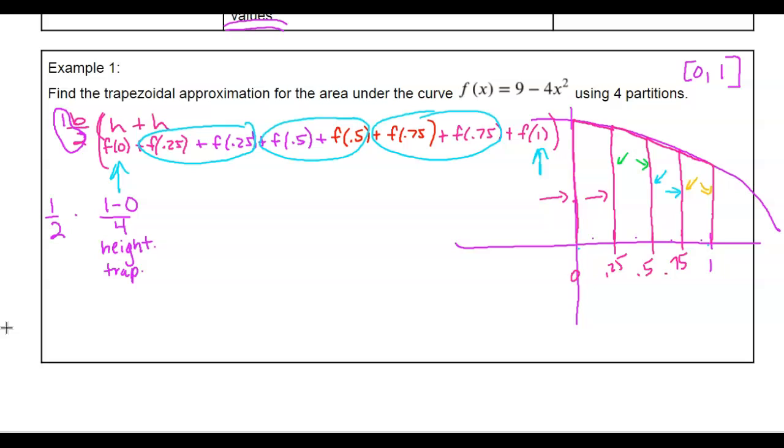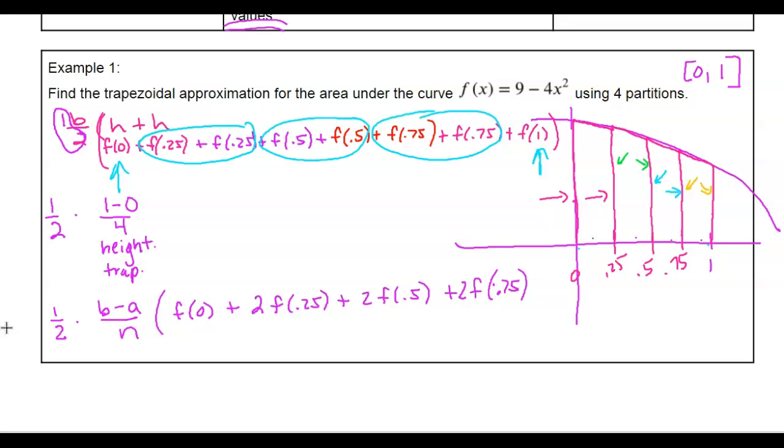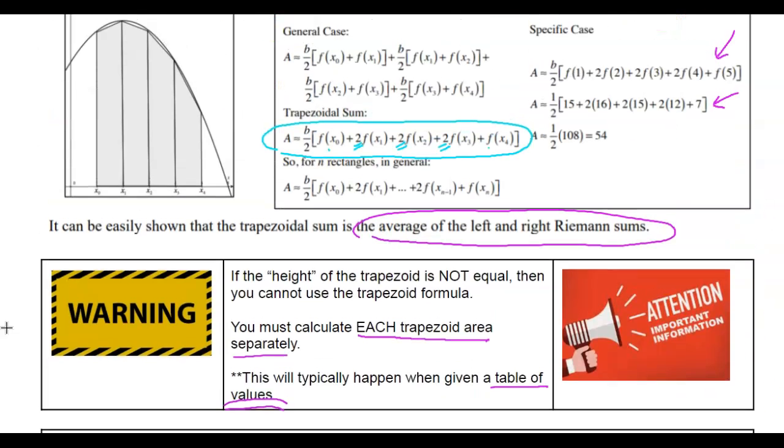So it really is 1/2 and then b minus a over n for the height of the trapezoid, and then your single edges, double all the ones in the middle, and then single the end. Okay, so there's a lot that gets forgotten, to be honest. It's just more memorizing. But I like to kind of show you what everything is.